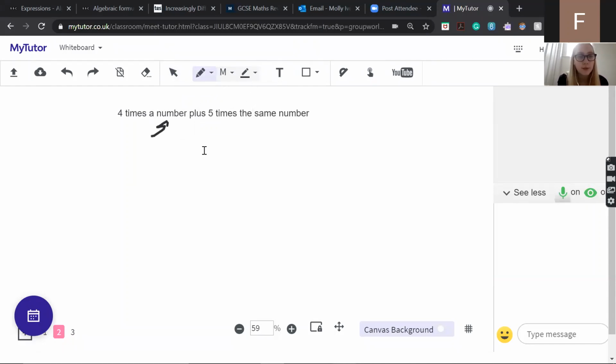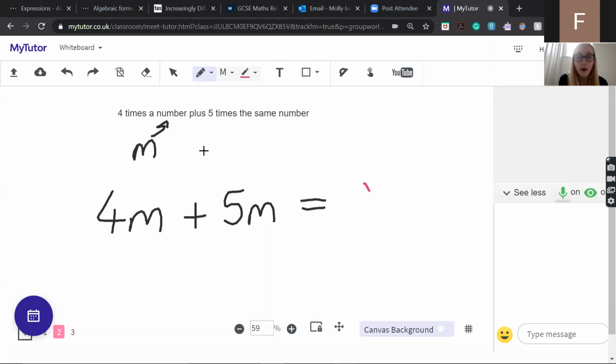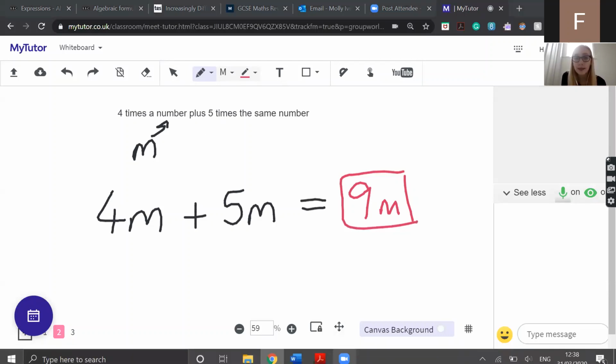Let's call our number something. I'm going to call it m for Molly. So 4 times a number plus 5 times the same number. Well, 4 times m, we can just write as 4m. So the thing with expressions is you can kind of form them as you're reading. So 4 times a number plus 5 times the same number, that's also m. And now we have 4m plus 5m, which is 9m. So that's our expression, is 9 times the number. So hopefully that will make sense now.